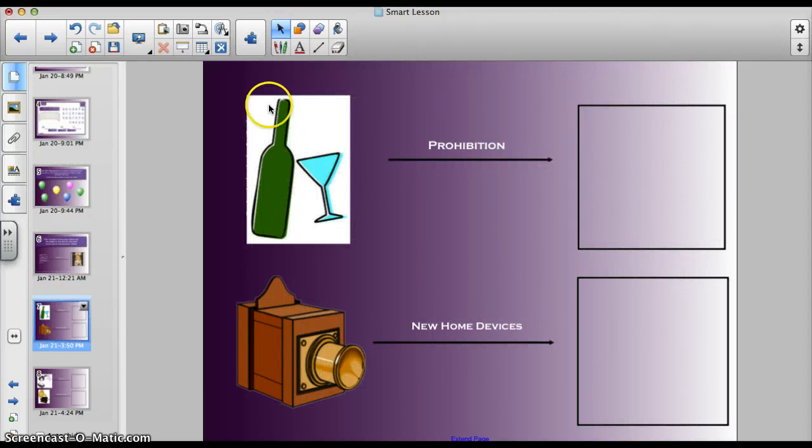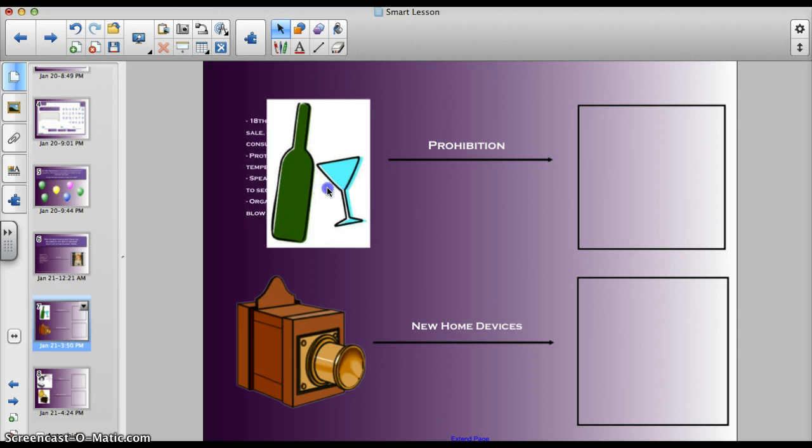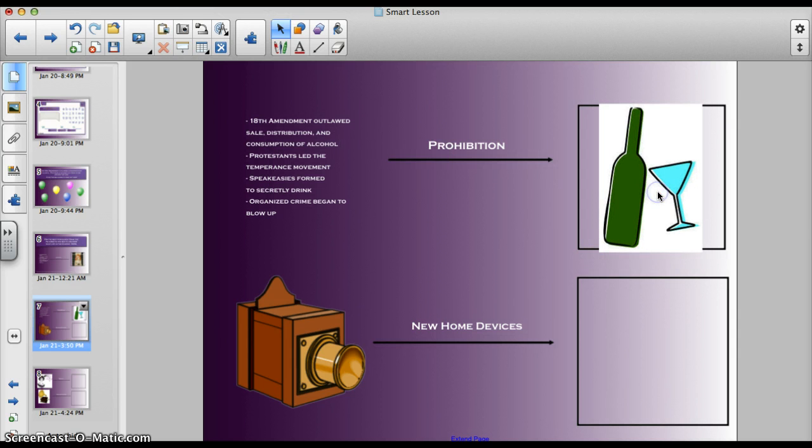The next one I have is prohibition. Once again, students can come up right away to reveal if it's in the beginning, or they can just sit down, write, and then come up. So prohibition, here's just some things that were important to prohibition in 1920. So the 18th Amendment outlawed sale, distribution, and consumption of alcohol. Protestants led the temperance movement. Speakeasies formed to secretly drink, and organized crime.